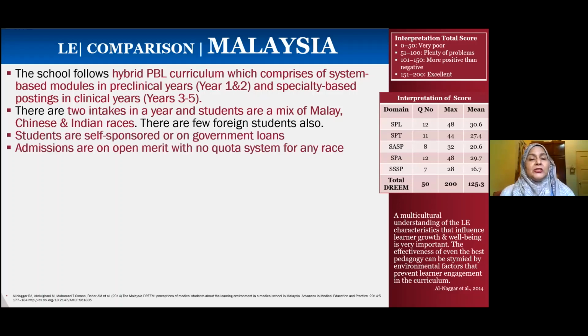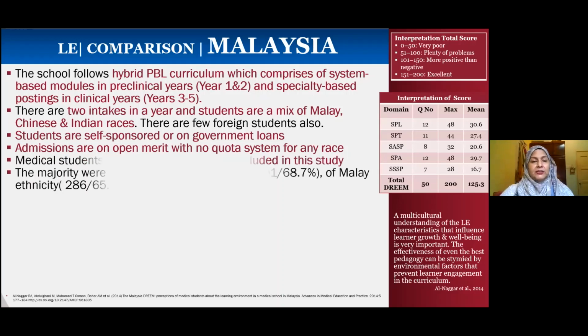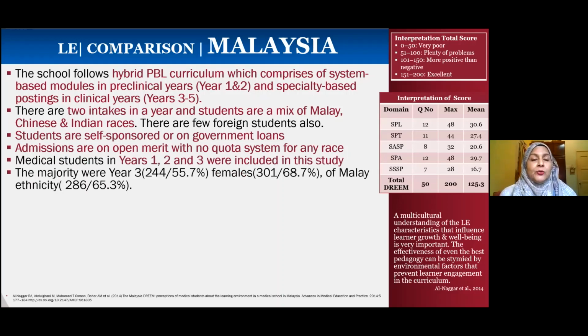So there's a good mix of students from different races. Students are self-sponsored or on government loans. The admission is on open merit with no quota system for any race. Medical students in years 1, 2, and 3 were included in this study. The majority were year 3, female, and Malay in ethnicity.